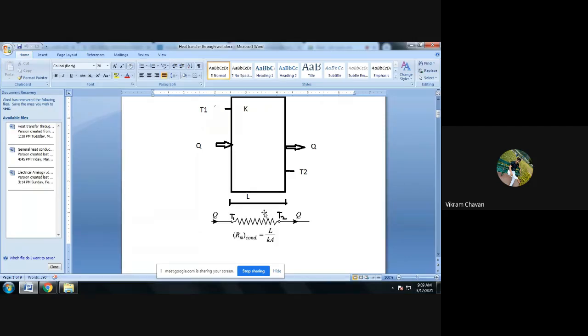Whereas resistance in an electrical circuit opposes the flow of the current, in the same manner in a thermal circuit, the thermal resistance opposes the flow of the heat. And that resistance we have calculated by using Fourier's law, and it is equal to L divided by K multiplied by A, where L is the thickness of the wall, K is the thermal conductivity of the wall material, and A is the perpendicular area for the flow of heat.